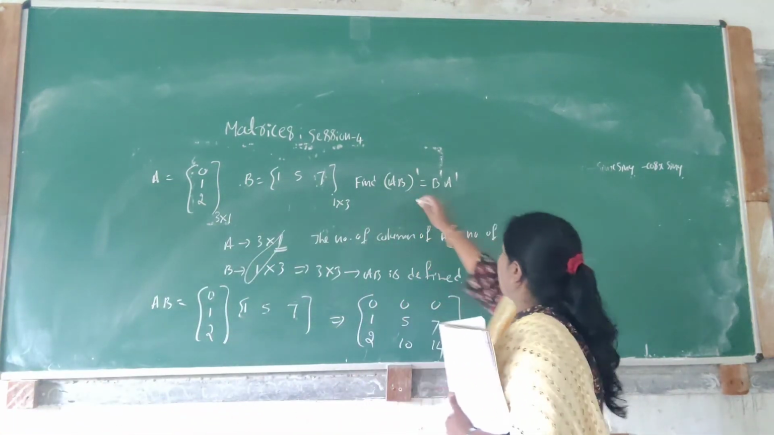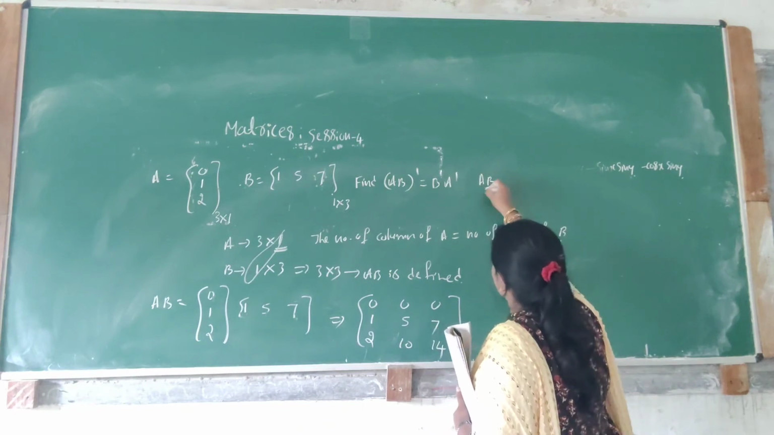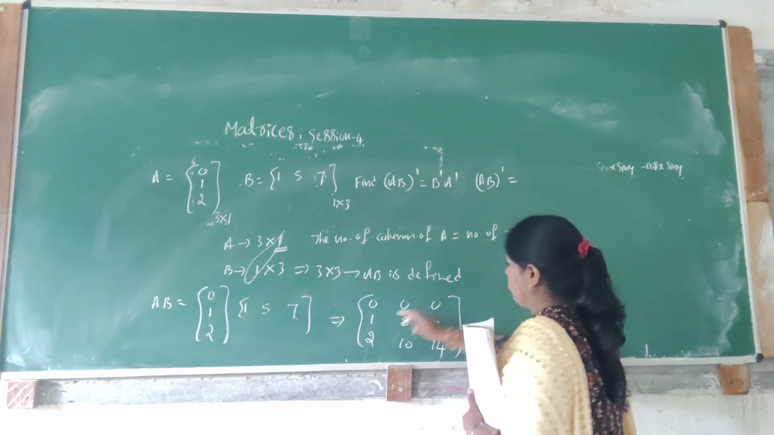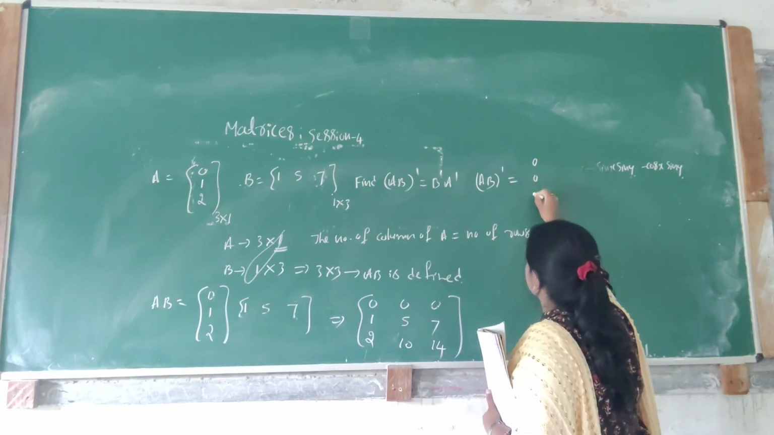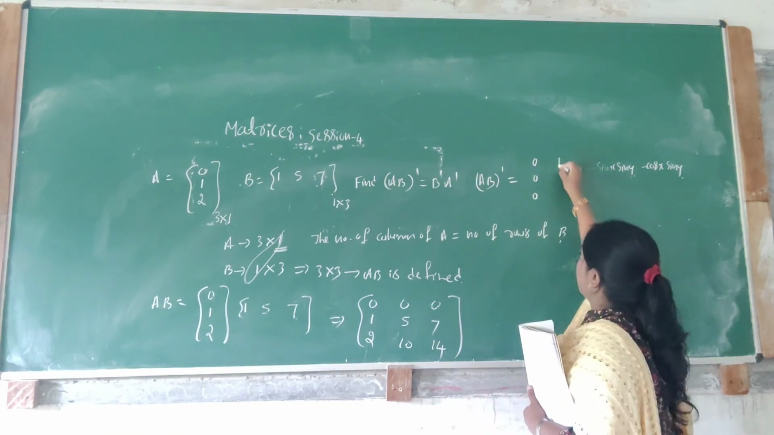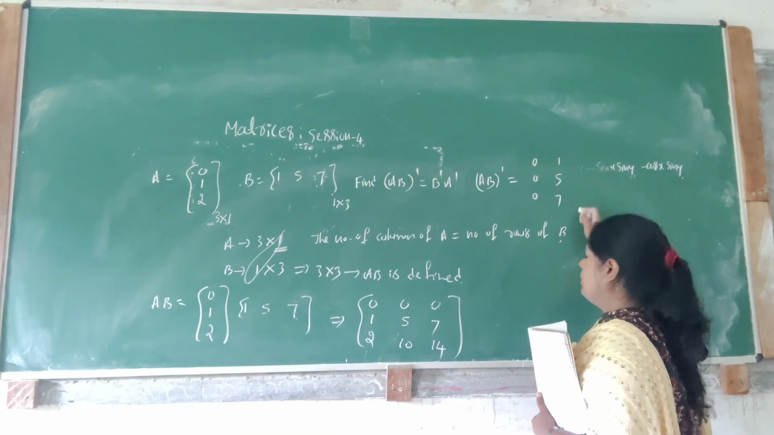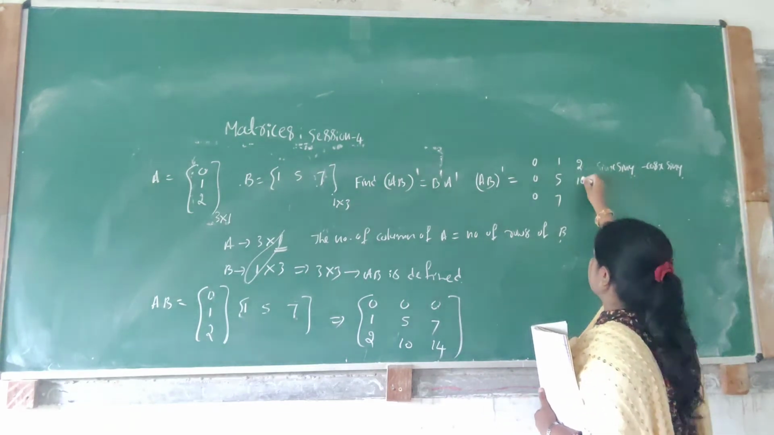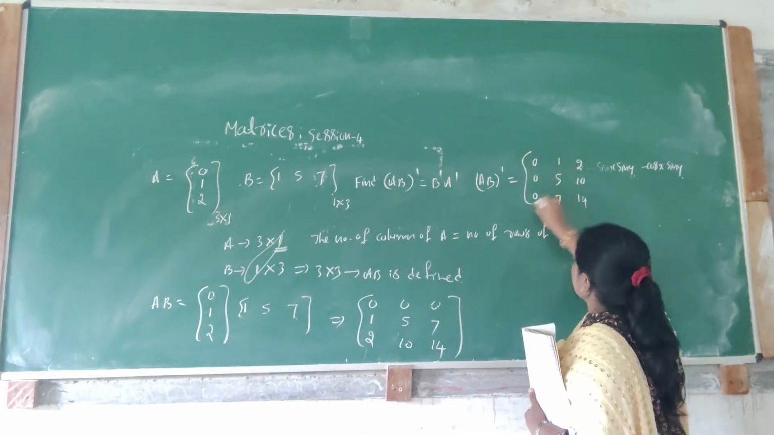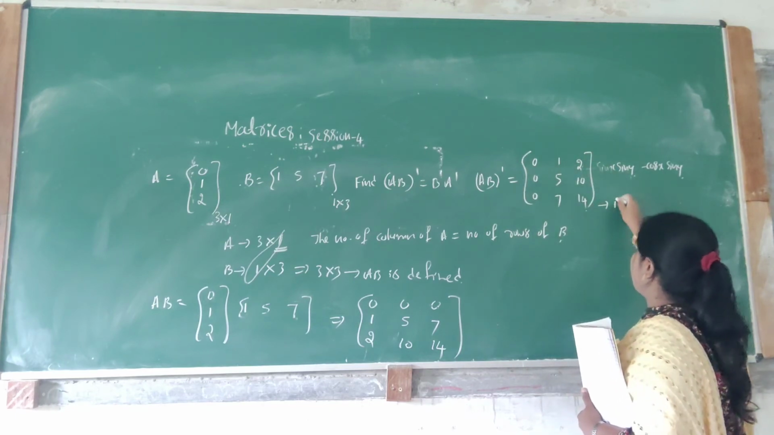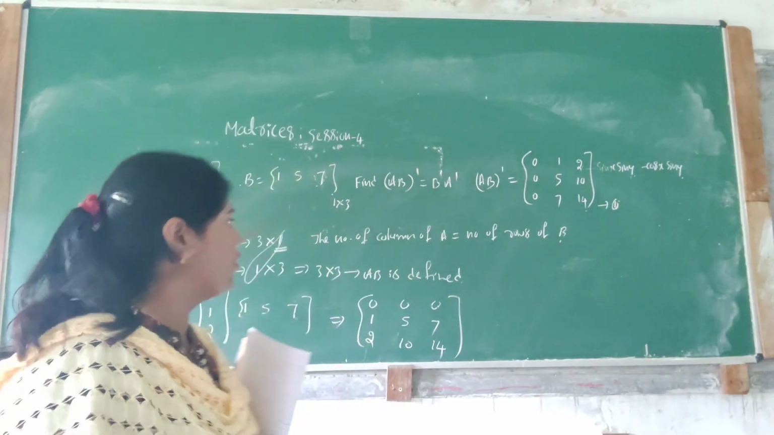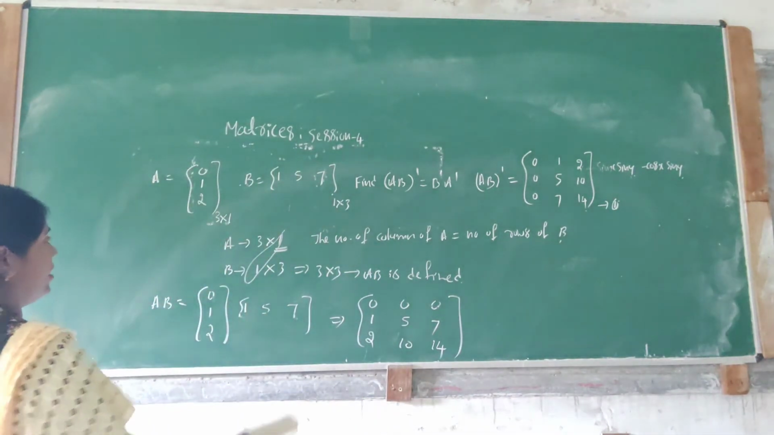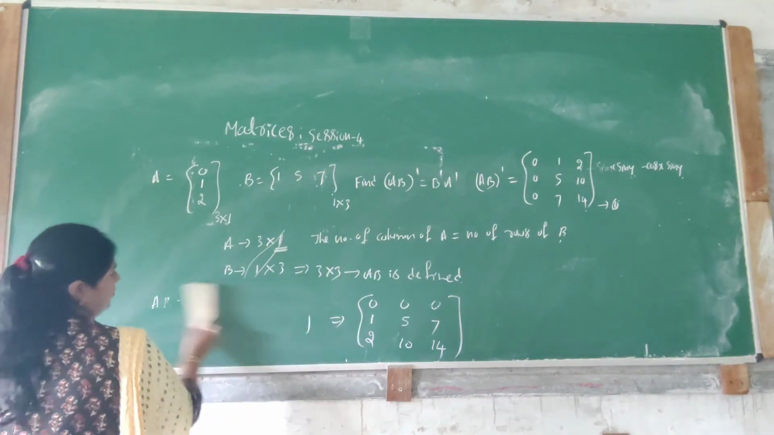So we have to take the complement. What is (AB)'? We have to interchange rows and columns: [0, 1, 2; 0, 5, 10; 0, 7, 14]. This one is (AB)'. Next, what do we have to do? B'A'.